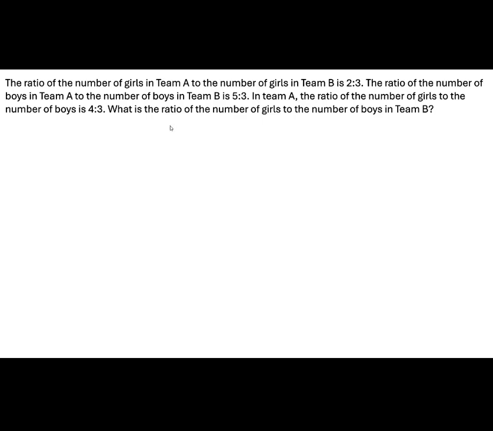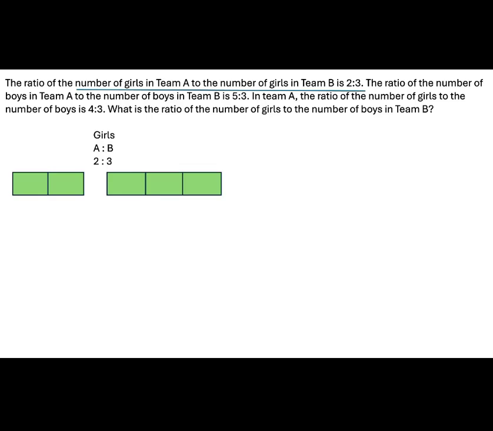Let's start doing that. The first thing is the ratio of the number of girls in team A to the number of girls in team B is 2:3. Let's go ahead and record that down with a model. This represents the number of girls in team A to team B, given as 2:3. So we draw a model whereby you have 2 units for the girls in team A and 3 units for the girls in team B.